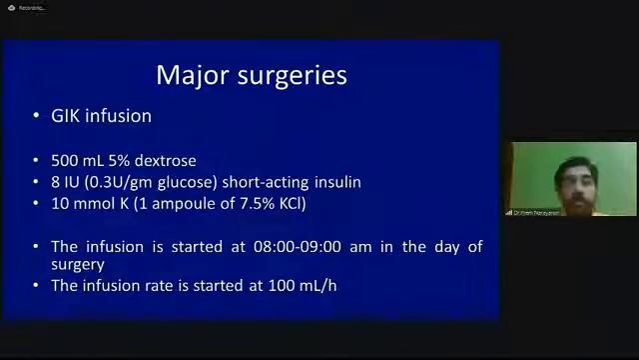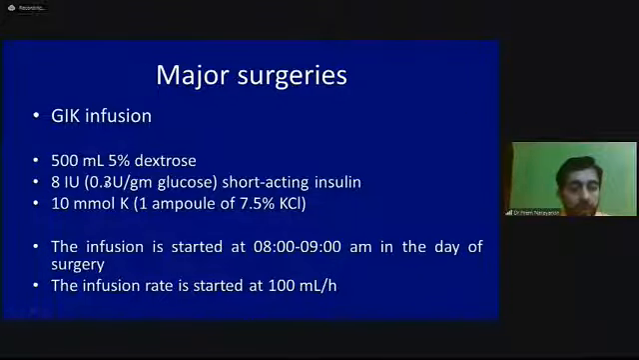If the patient is undergoing major surgery, then GIK infusion, the glucose, insulin, potassium infusion, can be considered. Here, glucose is supplied in the form of 5% dextrose. You can see here 500 ml of 5% dextrose, or even 10% dextrose can be taken. The insulin dose added should be 0.3 unit per gram of glucose. 5% dextrose means 5 grams in 100 ml, so 25 grams in 500 ml.